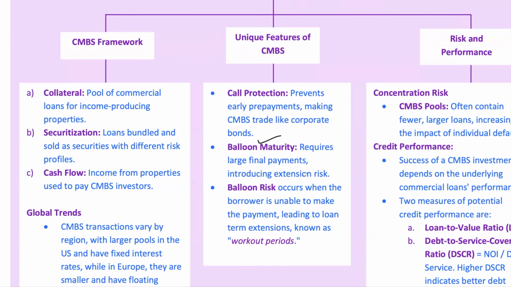Then there's balloon maturity, where loans require a massive final payment instead of being spread out over time. If the borrower can't cough up that balloon payment, lenders might step in with a workout period to adjust loan terms, creating a type of extension risk.